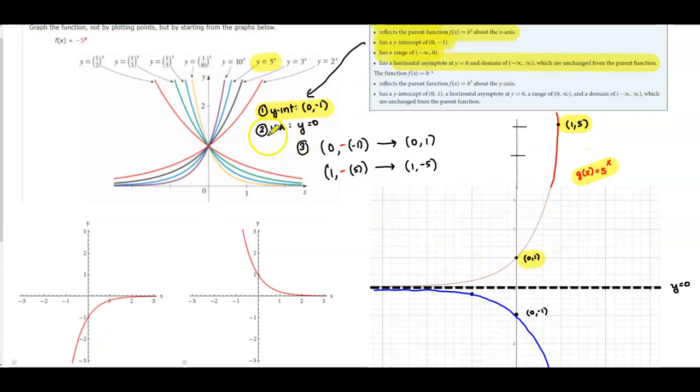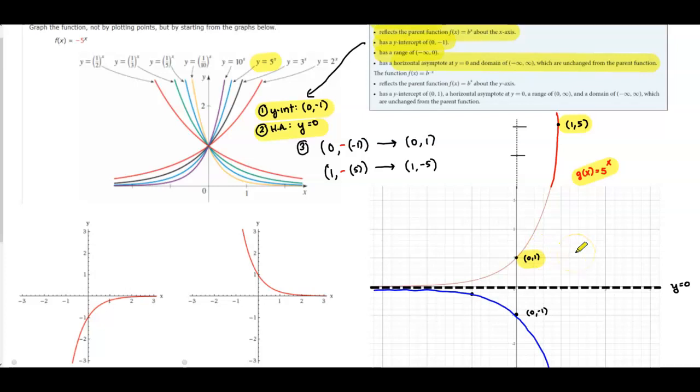Then it also has a horizontal asymptote at y is equal to 0. And then looking at the parent function, since we're taking the value of the negative and then multiplying it by the entire function, that means you're taking a negative sign and multiplying it by the value of y. So we're going to multiply it by the value of y in the parent function.